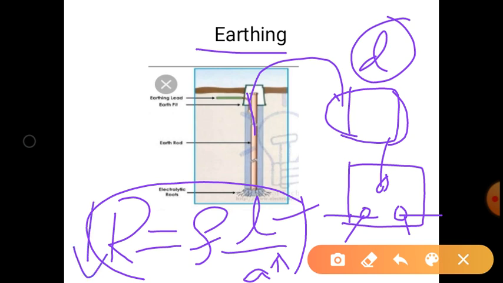So what do we need in the case of earthing? We need a low resistance value. If the diameter of the earthing point becomes more, the resistance of that point will be less. So a high amount of current can flow through that point.